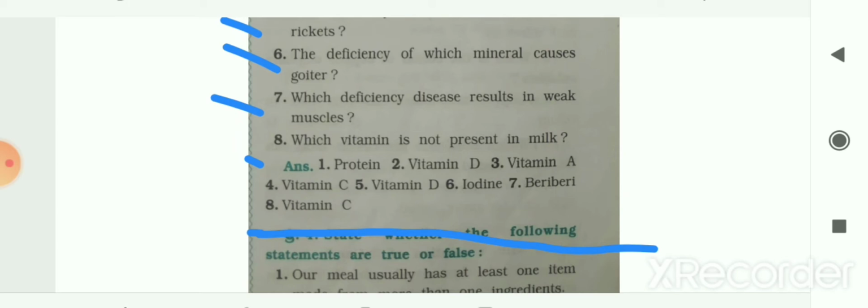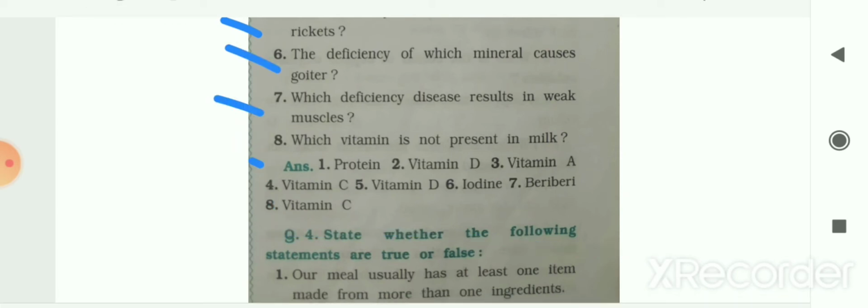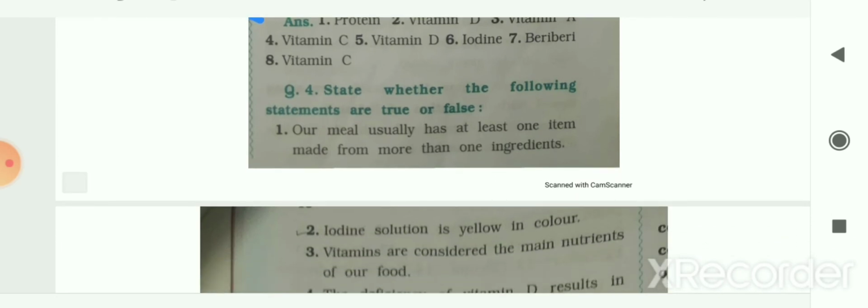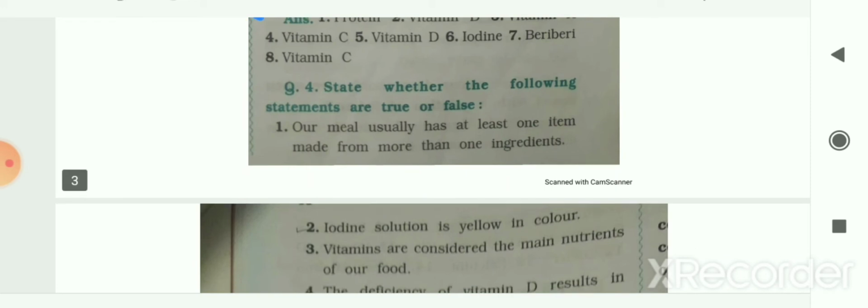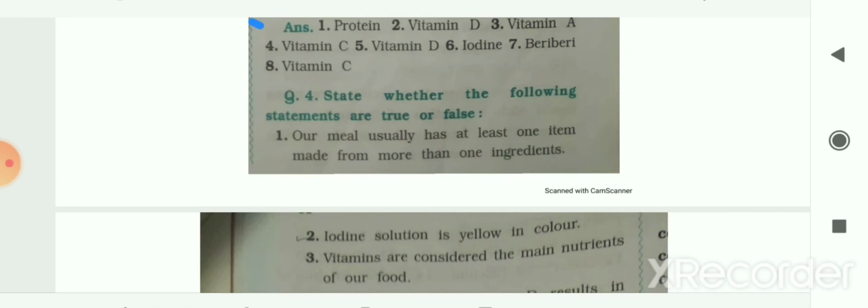Now next question is, state whether the following statements are true or false. So first statement, our meal usually has at least one item made from more than one ingredients. So the answer is true. Our meal usually has at least one item made from more than one ingredients.